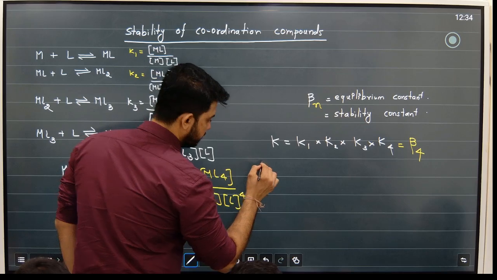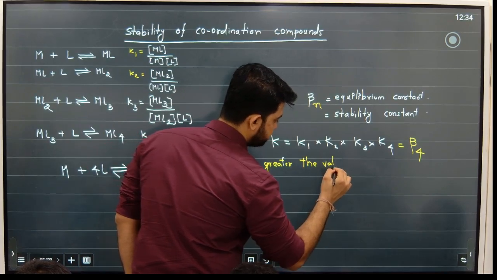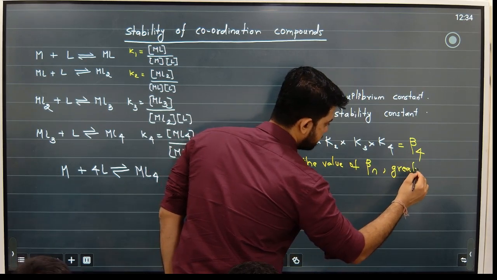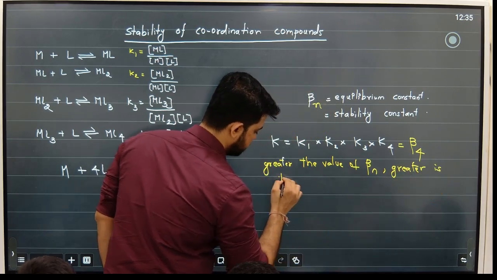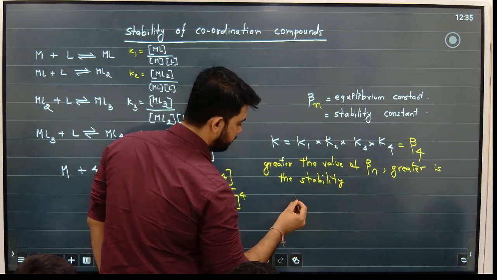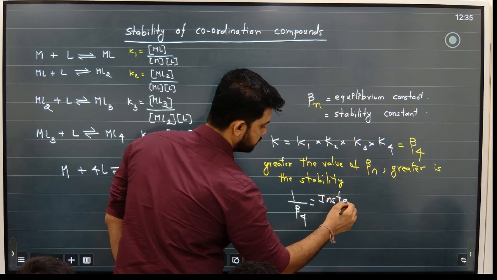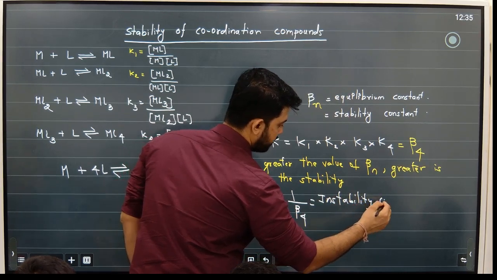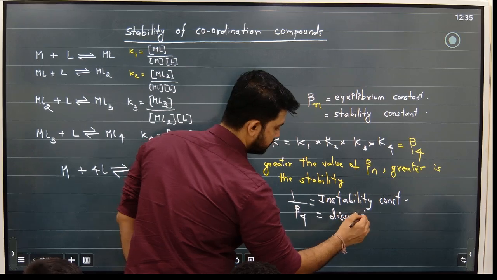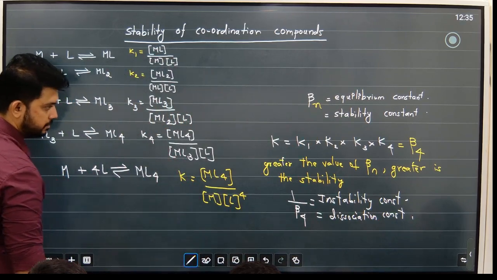Did you get that? I repeat. Greater the value of beta, greater is the stability. And people, 1 upon beta is also called the instability constant, or you can call it the dissociation constant. Did you get that?